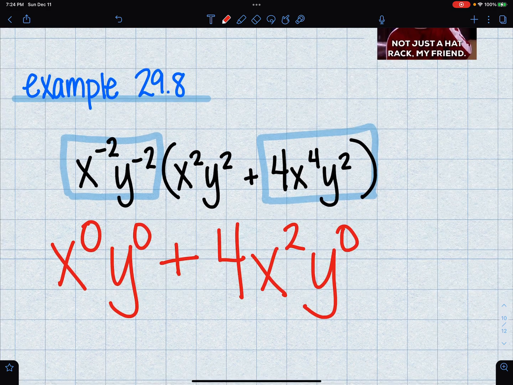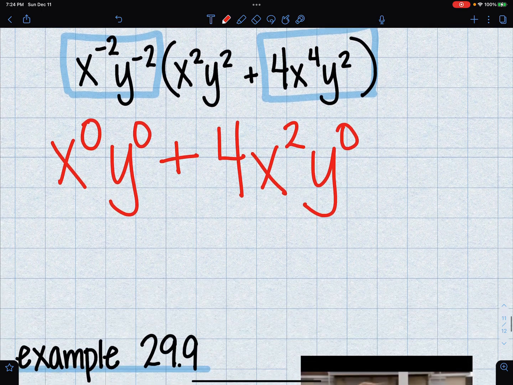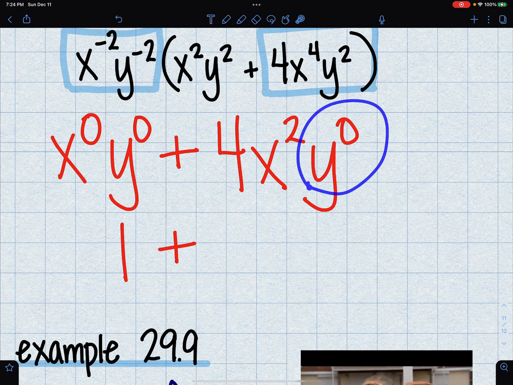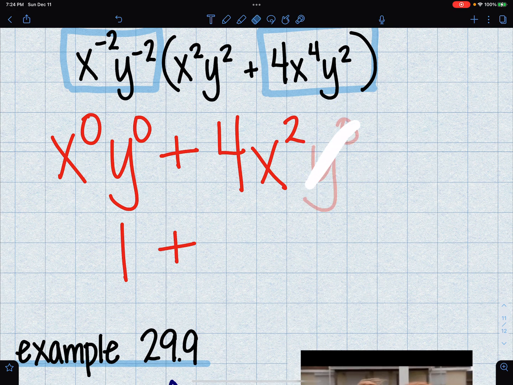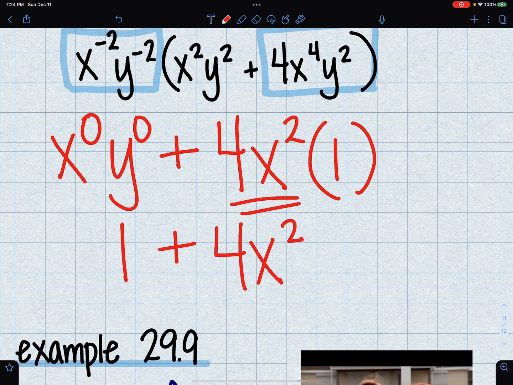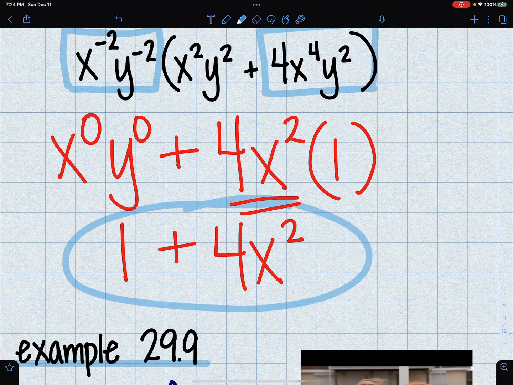All right, let's see if we can simplify this anymore. We obviously can because these just turn into 1, and it would be 1 times 1, but of course we know 1 times 1 is just 1. So I'm going to write 1 plus, and then we've got another y to the 0 here, so I can basically just get rid of that and make it a 1. Of course, it doesn't matter. When you multiply by 1, it's just the thing itself. So I'm going to bring down the 4x squared. So my answer is 1 plus 4x squared. And that's as much as I can simplify it.